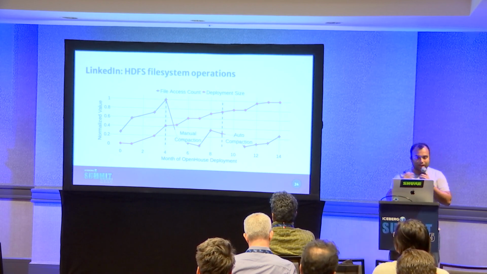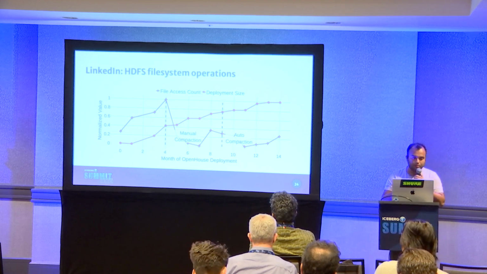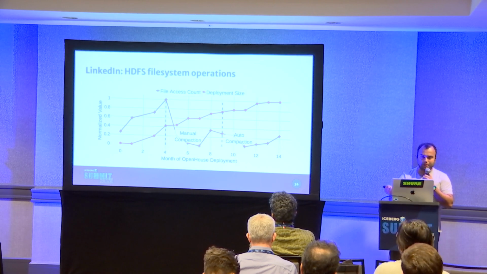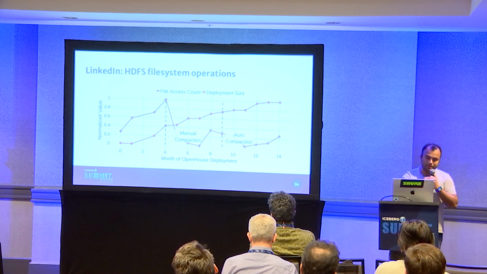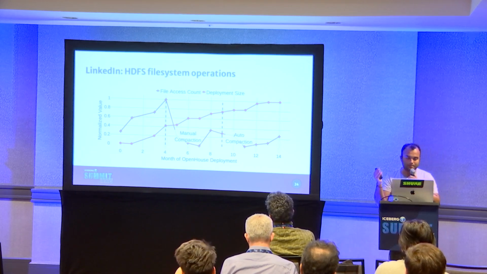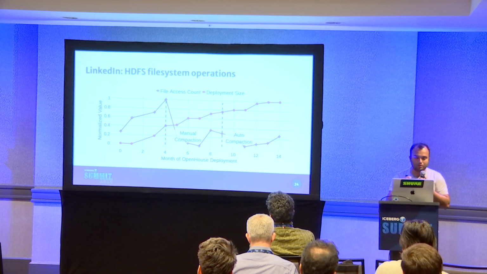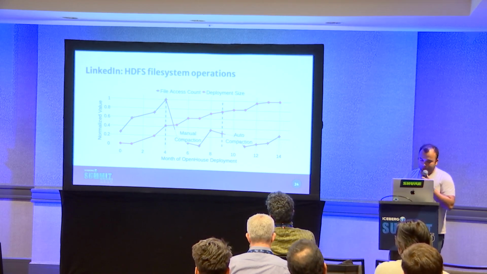So the other impact of this is on storage file system operations. This results in how many file opens do you have on your storage as part of your query. And when we plot this again on the same scale of months of Openhouse deployments and comparing the manual and the auto compaction, you can see on month 4, there is a drastic drop in the file system operations.